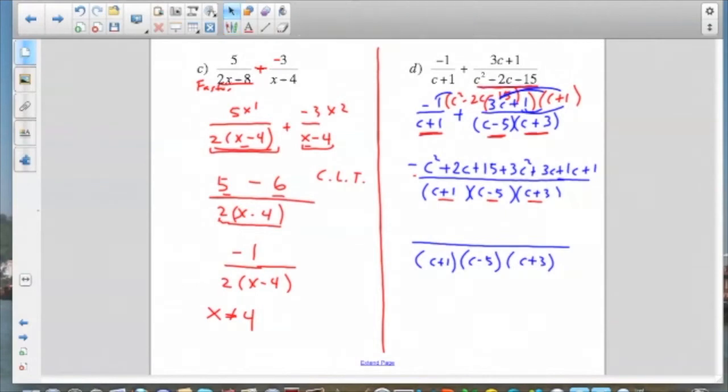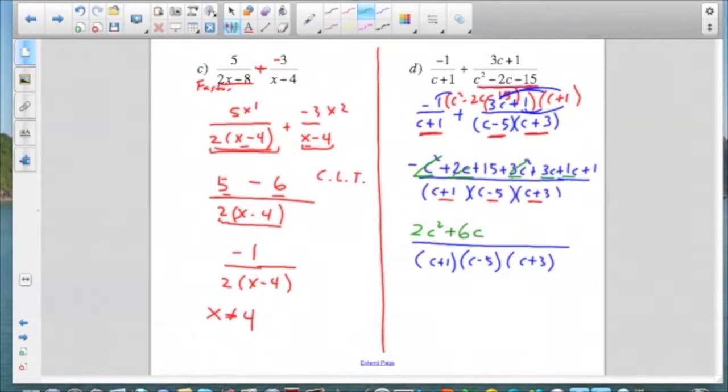So on the top, what do we have? We have this term and this term, so we have 2c squared. We have this term and this term and this term, so that adds up to 6 c's. So cross them out just so we don't make things confusing. And this is 16. All right. Let's do our non-permissibles. So c cannot equal negative 1, 5, and negative 3.